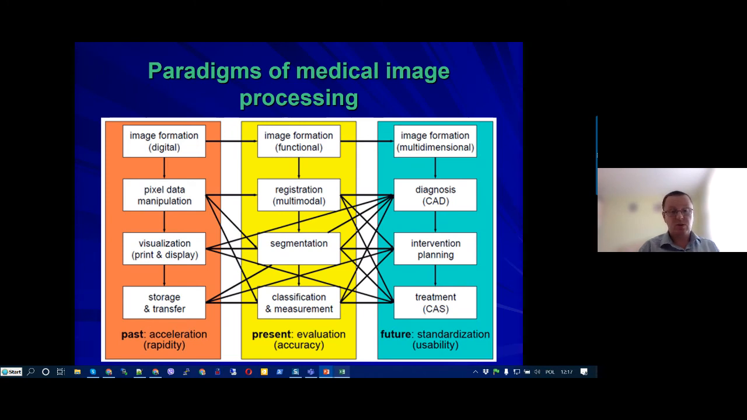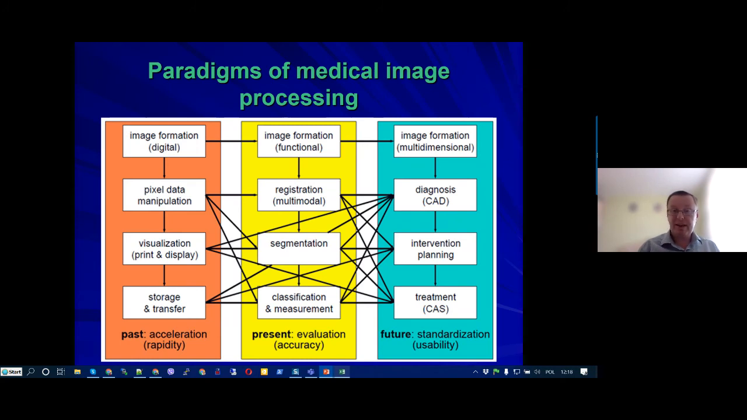And to finalize this example, I move to the paradigm of image processing. This chart is obtained not from Ukraine, it's from highly developed countries. They consider the past of image processing a completely solved problem: acquisition of digital images and pixel data manipulation, so exactly creating different tomograms and so on, visualization of it, and information management, so creating digital archives of medical images. Currently under active development and practical implementation are processes related to formation of functional images, registration of multimodal images, segmentation, mathematical classification and management.